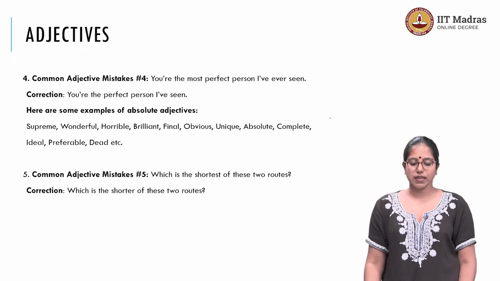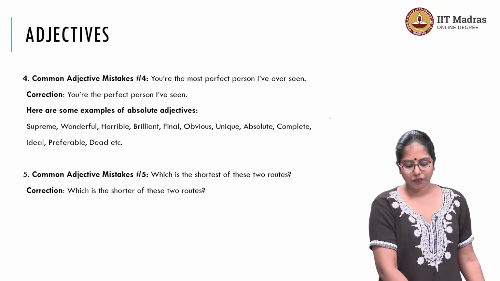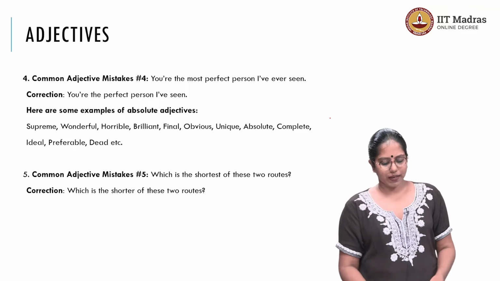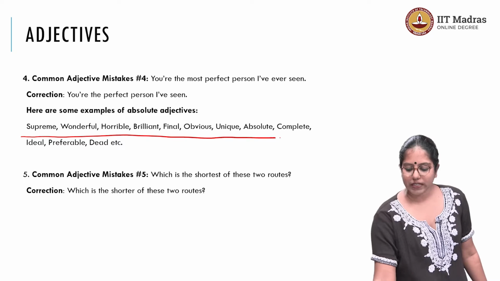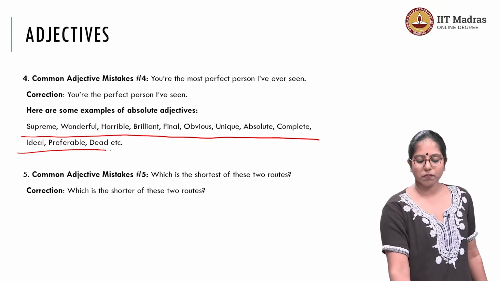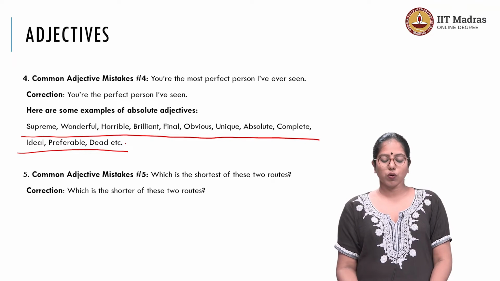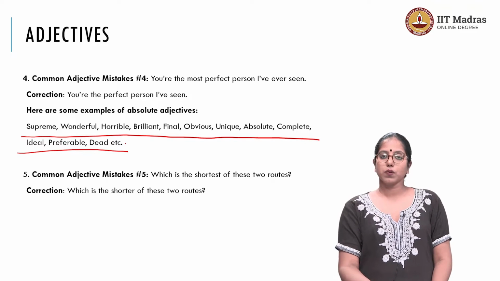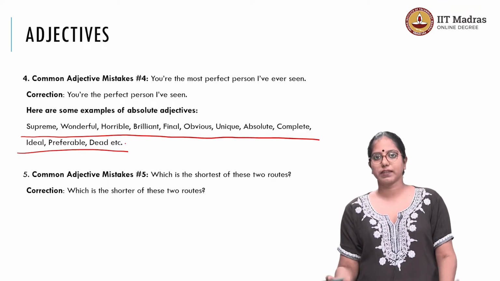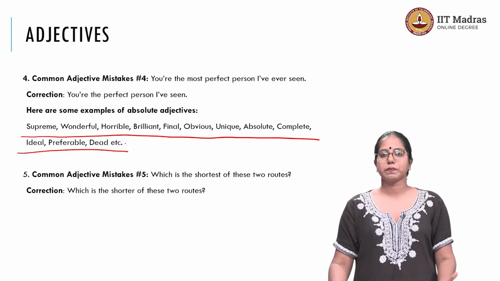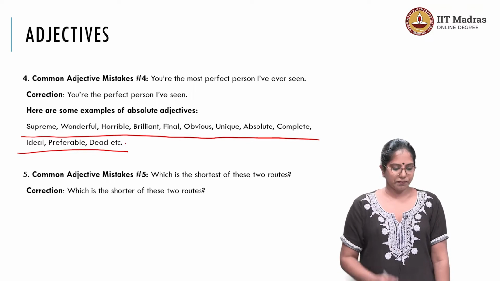Okay? And what are the examples of such words? Perfect is one such example. There are a few more examples. Please make a note of that. Supreme, wonderful, horrible, brilliant, final, obvious, unique, absolute, complete, ideal, preferable, dead, etc. With these words, you don't add most in front of that. Why? Because it's already in its superlative degree. It's already in its absolute form. Okay, so I hope I made that clear.